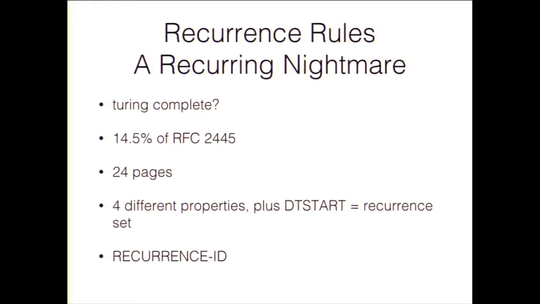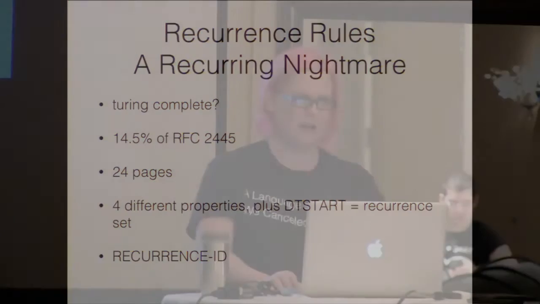14.5% of the RFC covers recurrence rules, which is 24 pages. There are 4 different properties, which are the keys or fields that make up recurrence rules, plus the start date. All of those equal the recurrence set. In addition to that, there's a recurrence ID. I have no idea what that does.